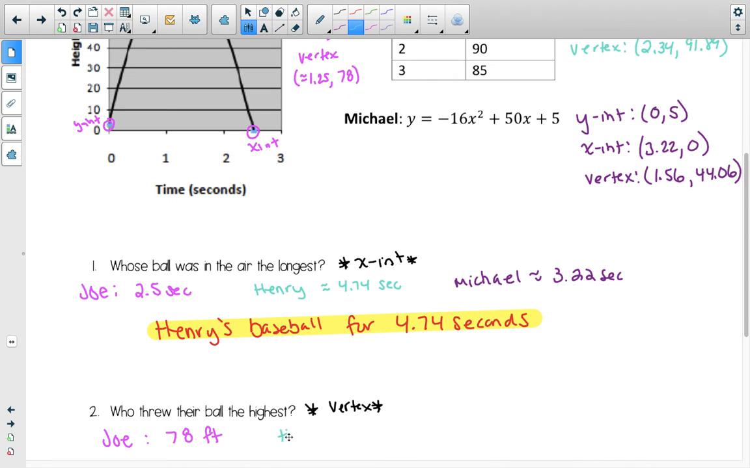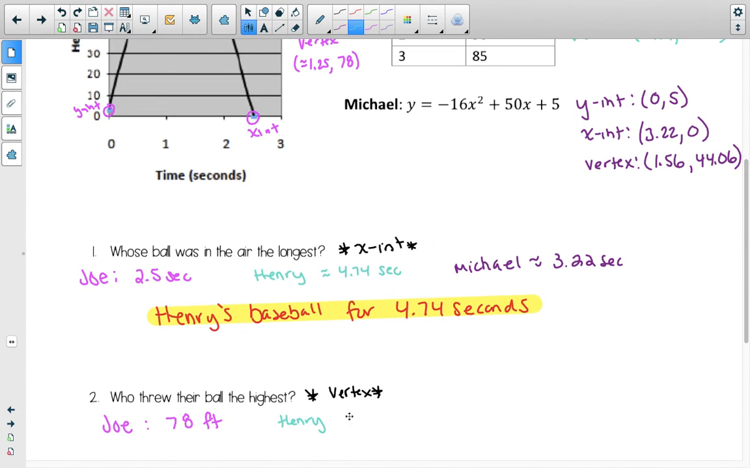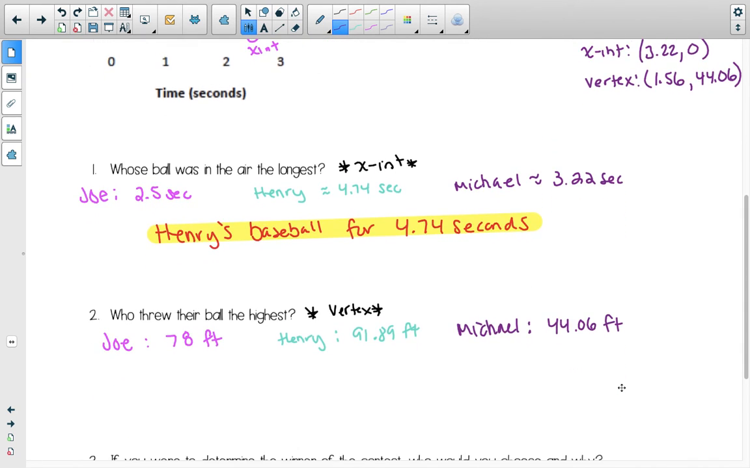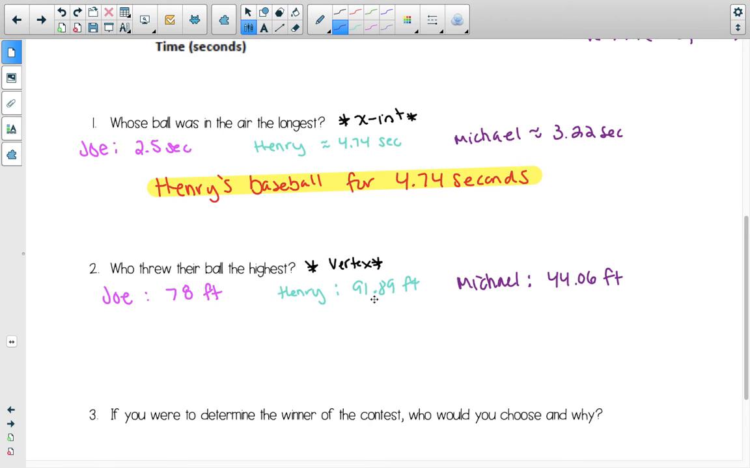For Henry, his vertex was at 91 and 89 hundredths feet. And for Michael, his vertex, or his highest, was at 44 and 6 hundredths feet. So who threw their baseball the highest? Henry did, at 91 and 89 hundredths feet. That is Henry's maximum height.